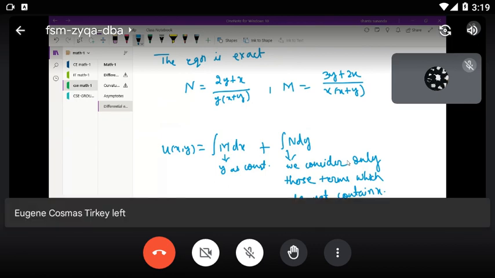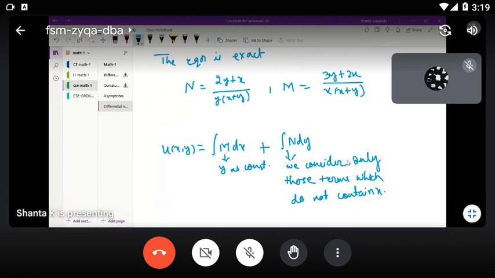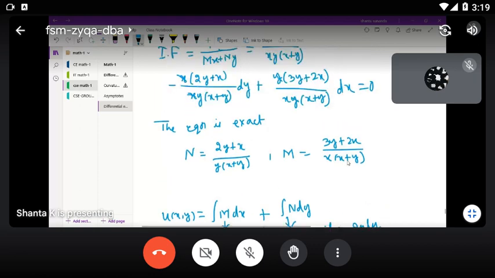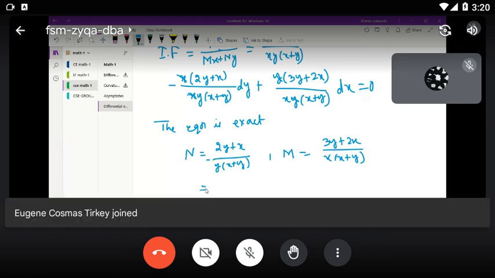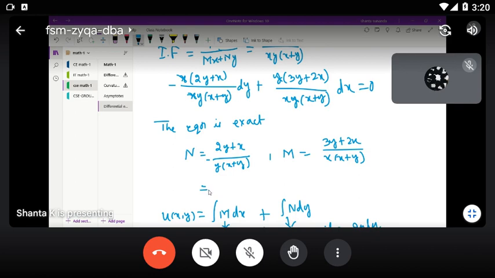Ma'am, m should be negative. N will be negative. Yes, we have made it minus. One of them, n or m, must be negative. So if you are able to make it into partial fractions, then integration will be easier. So here it will be 1 by y plus 1 by x plus y. Will it work? x plus y plus y will be 2y plus... not, it is a simpler one.